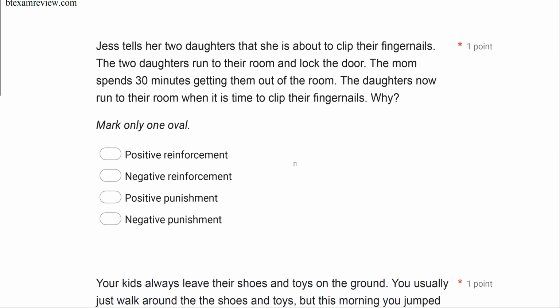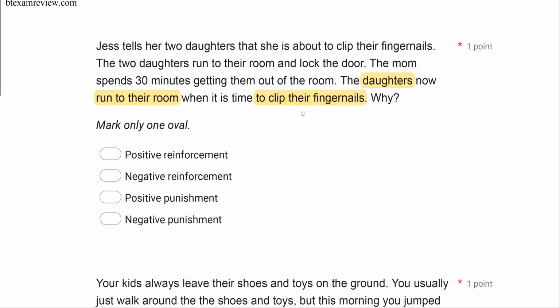Jess tells her two daughters that she is about to clip their fingernails. The two daughters run to their room and lock the door. The mom spends 30 minutes getting them out of the room. The daughters now run to their room when it is time to clip their fingernails. Why? What is the question asking? The question is asking, why do the daughters run to their room when it is time to clip their fingernails?